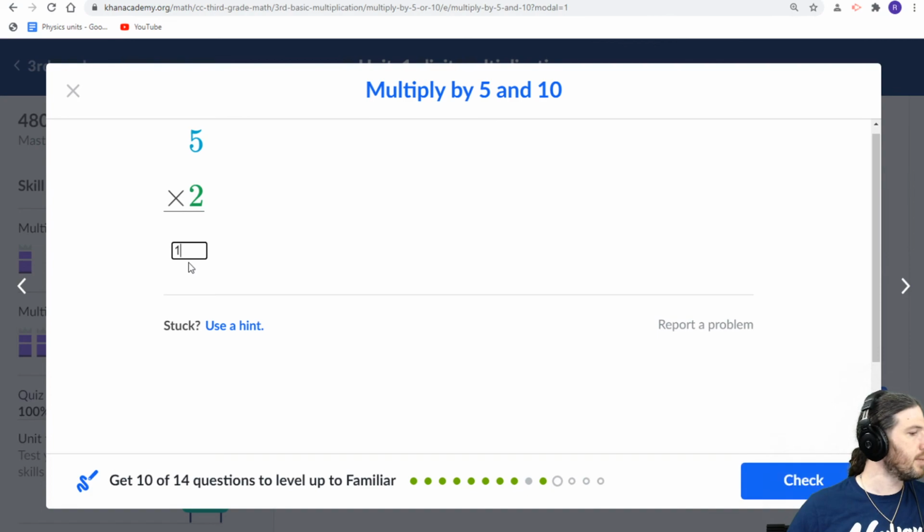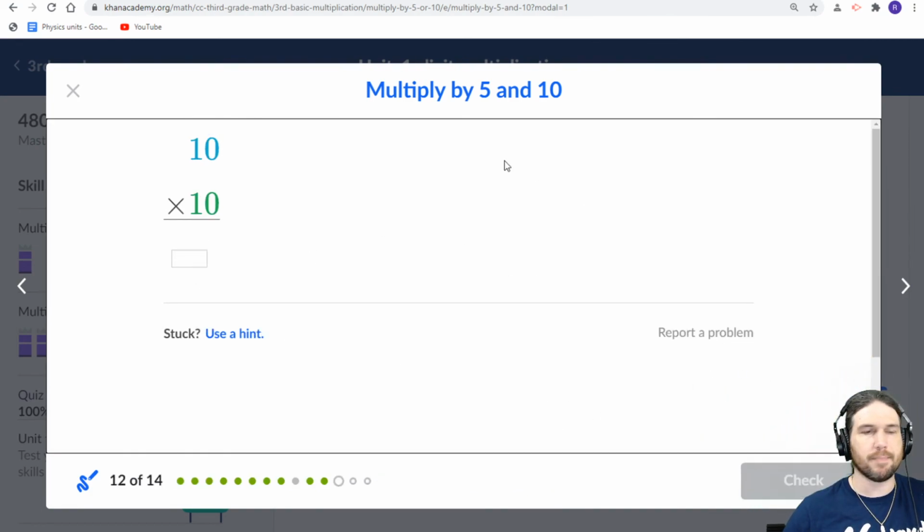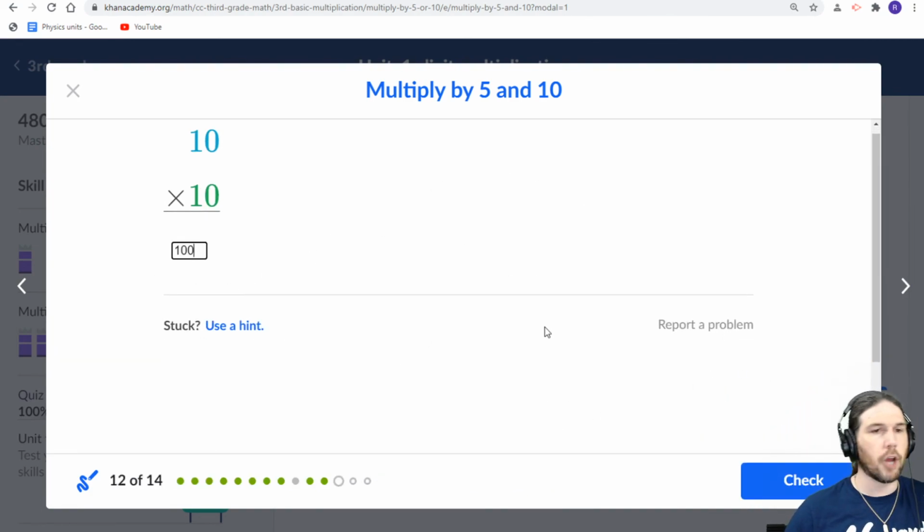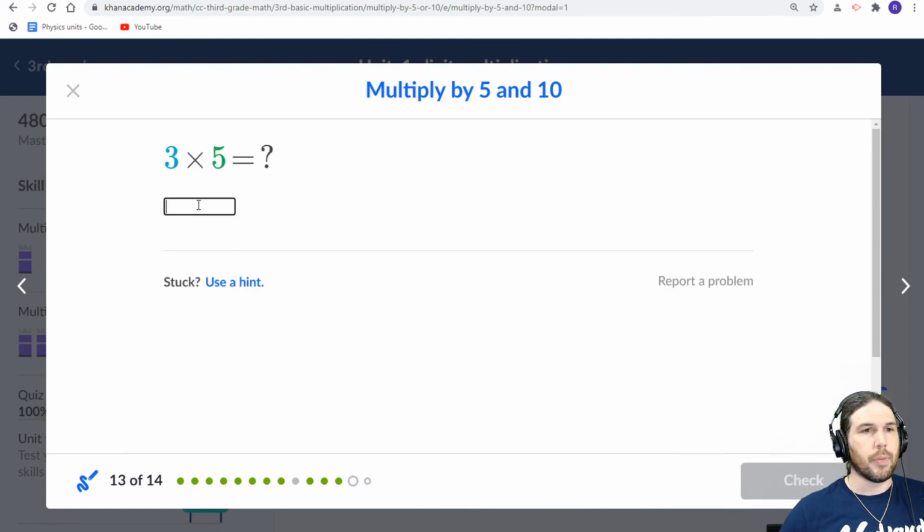5 times 2 is 10. My setup is awkward at the moment, so we'll see. 10 times 10 is 100. 3 times 5 is 15.